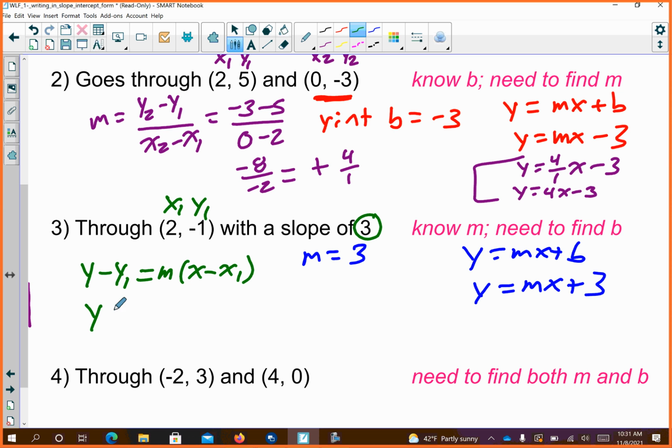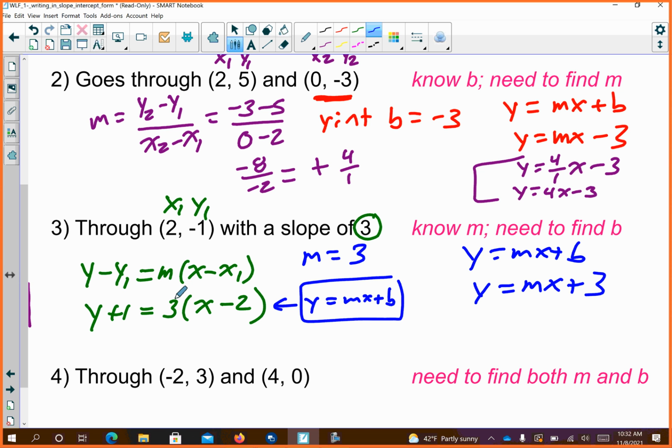And I already know my slope being 3. So I'm going to get y minus 1 is y plus 1, and then my slope we said was 3, times x minus 2. Notice how it went in and it became opposite when we put it in. Is this y equals mx plus b as it sits? Is y all by itself? No, so we want to get y by itself. So I'm going to distribute here, and then subtract 1. -6 subtract 1 is -7.